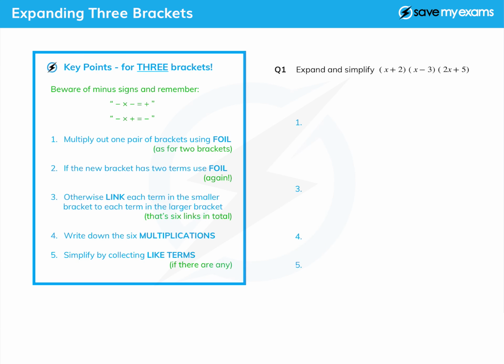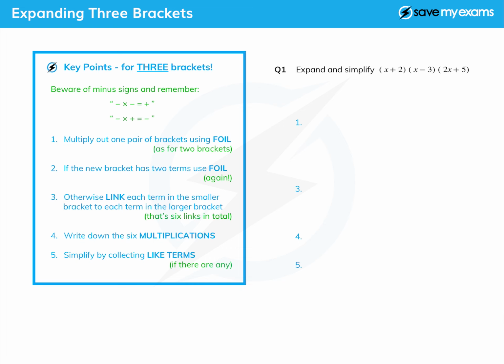So in this tutorial we're going to look at what happens when we have to multiply out three brackets together. And there's an example in our question, three brackets all multiplied together. Well, we need to know what to do when we multiply out two brackets, so I hope you can do that or you've watched that tutorial.